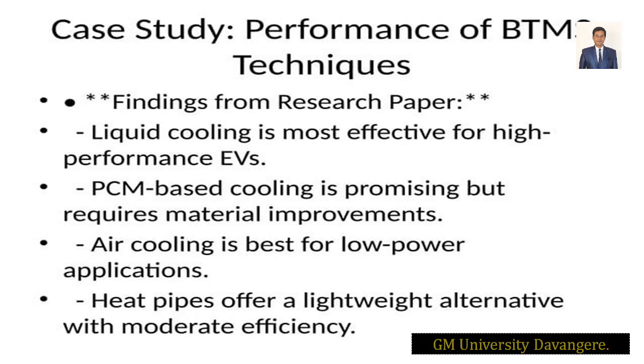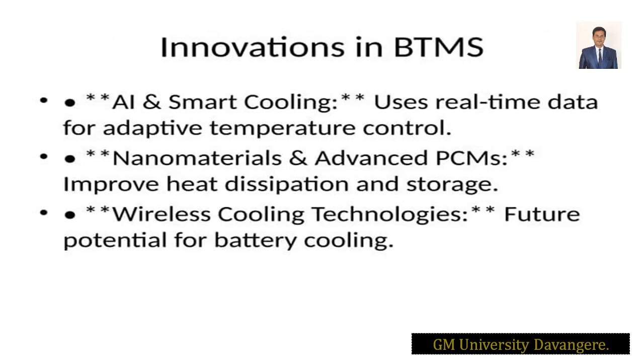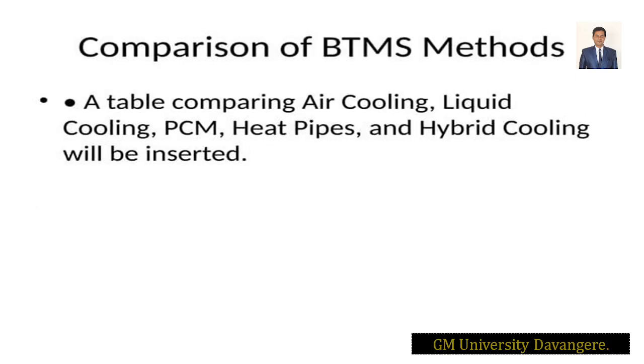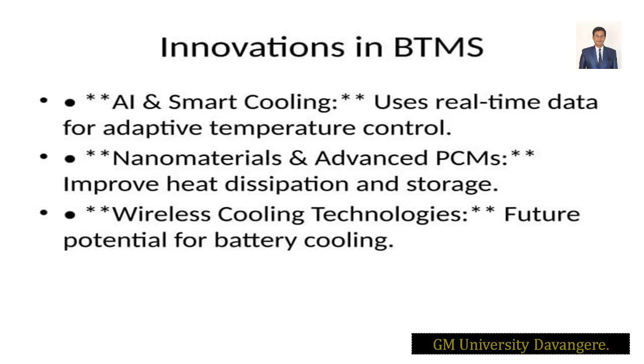All right, let us see the case studies. We have to find out the performance of the BTMS techniques. Liquid cooling is the most effective for the high performance of EVs. PCM based cooling is promising but requires material improvement, right? Air cooling is best for low power applications. Heat pumps are often a lightweight alternative with moderate efficiency. That is how you make a comparison of the different types: air cooling, liquid cooling, PCM and all, right?